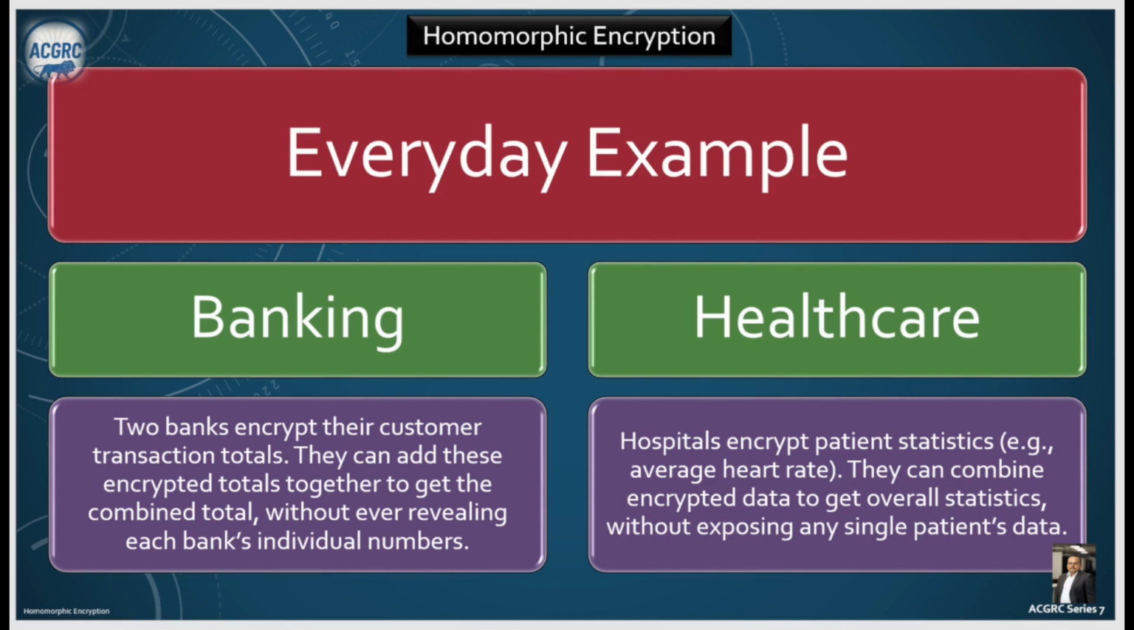Let's take an example from banking. Two banks encrypt their customer transactions total. They can add these encrypted totals together to get the combined total without ever revealing each bank's individual numbers. Healthcare. Well, hospitals encrypt patient stats. They can combine the encrypted data to get overall stats without exposing any single patient's data.